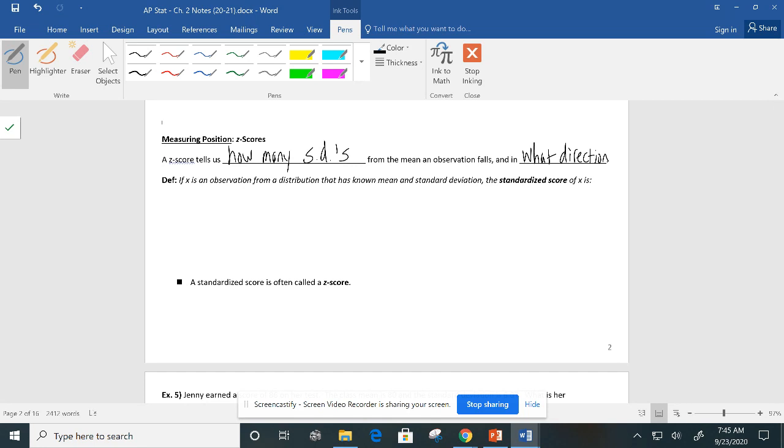If x is an observation from a distribution that has a known mean and standard deviation, the standardized score of x, and this is our formula for z-scores, is z equal to x minus the mean divided by the standard deviation. Or using symbolic notation, z is equal to x minus x bar over sx, where x represents your individual observation.